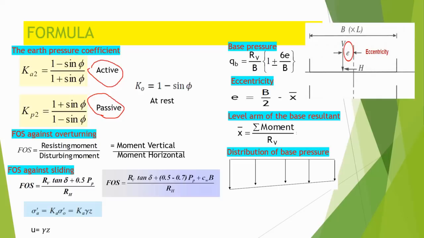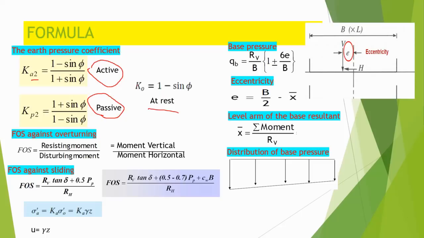K, coefficient of active, is 1 minus sin theta divided by 1 plus sin theta. The second is passive, where the difference is the minus and plus. For passive, the upper part is 1 plus sin theta divided by 1 minus sin theta, vice versa from active. If it is at rest, it is 1 minus sin theta only. So, you need to memorize these formulas first.